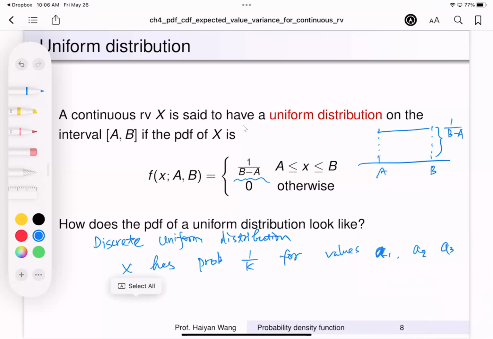So we assign probability 1 over k to each of these possible values, like A1, A2, A3, and up to AK. So there are k possible values and equal probability for all of them. Then this is a discrete uniform distribution.